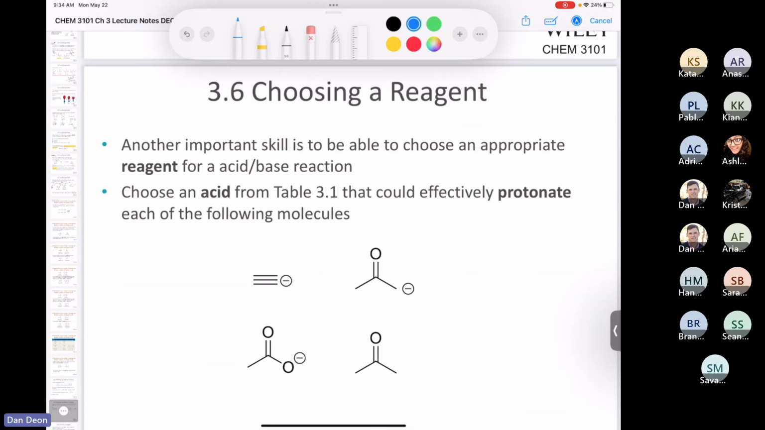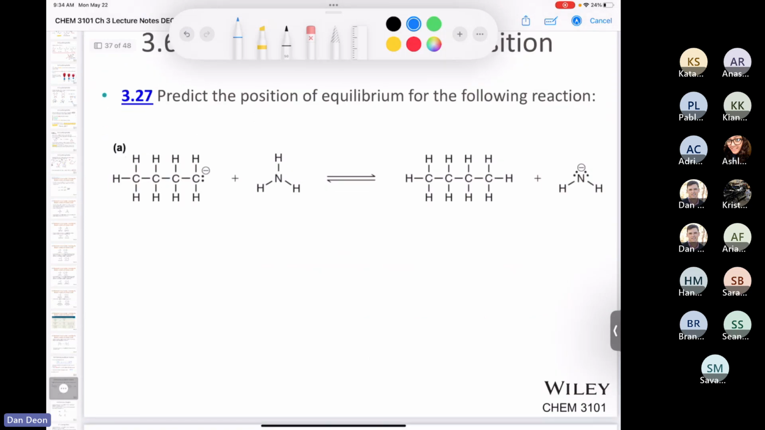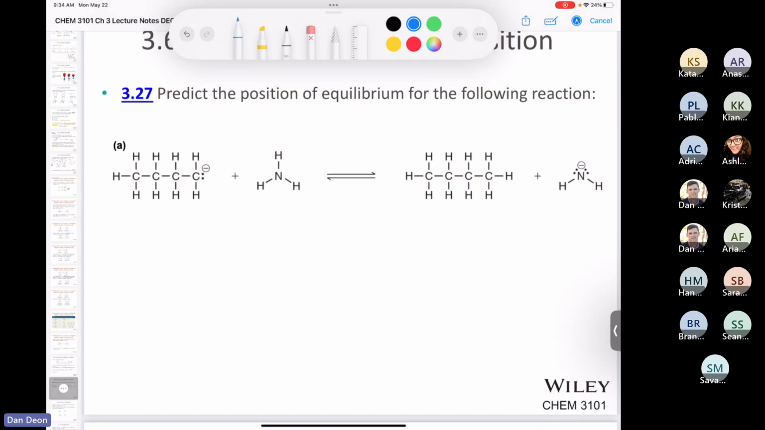Let me see. Yeah, I don't like that problem. Let's try this problem here. It says predict the position of the equilibrium for the following reaction. We'll try this one and another one. So could anybody suggest what would be the best way to solve this problem? Would it be ARIO or using pKa values in this case?